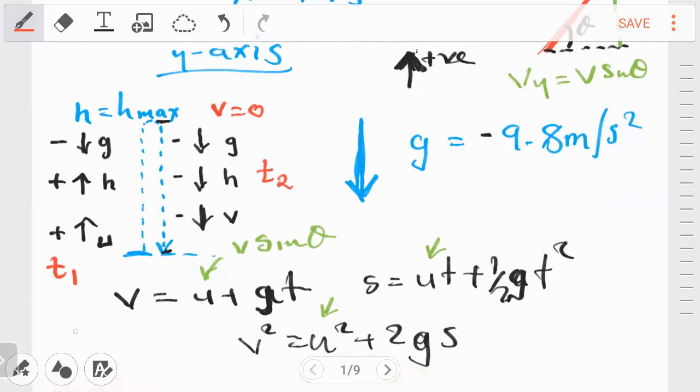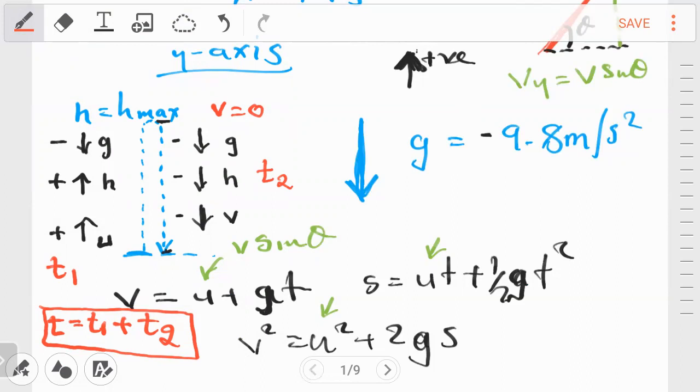And the total time of flight, the total time now, is the time for going up and coming down combined. So the total time T will be equal to the sum T1 plus the time for coming down T2. So this is the concept I'm going to use to get the total time. Okay. Now, this is just in the y-axis. This is what is happening, and this is how I can account for it.